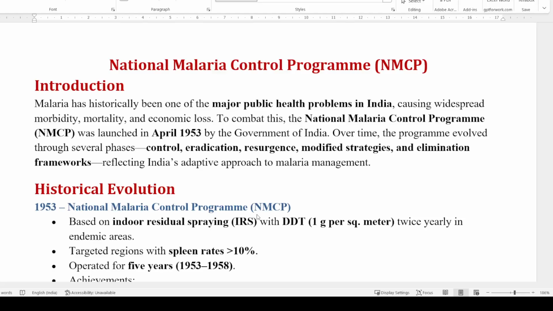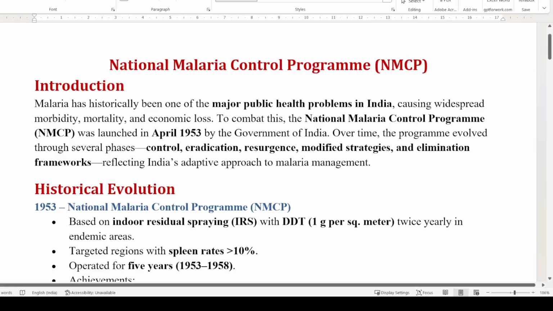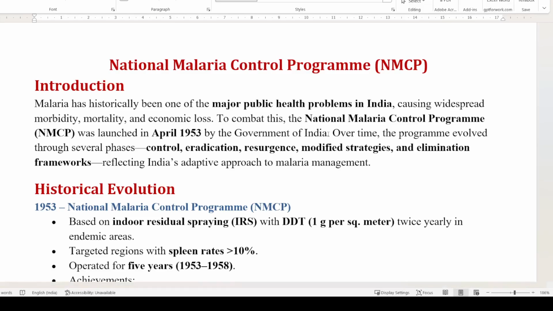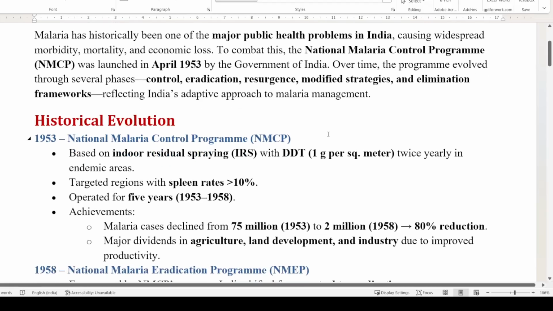Today our topic is National Malaria Control Program. Malaria was a major public health problem in India, and it caused widespread morbidity, mortality and economic loss previously. So to combat this, the National Malaria Control Program, that was NMCP, was launched in April 1953 by the Government of India. Over time, the program evolved through several phases like control, eradication, then resurgence, modified strategies came up, and an elimination framework was also there. So it reflected India's adaptive approach to malaria management.